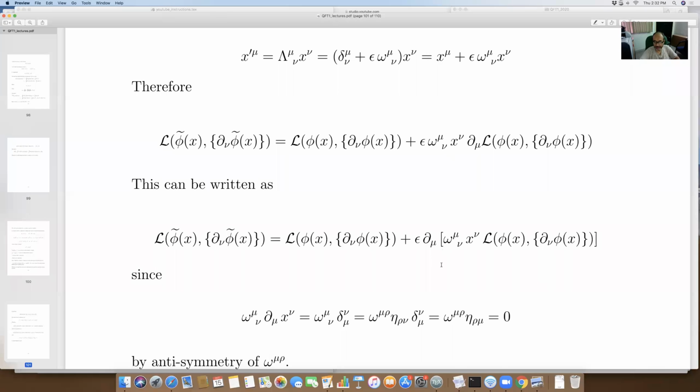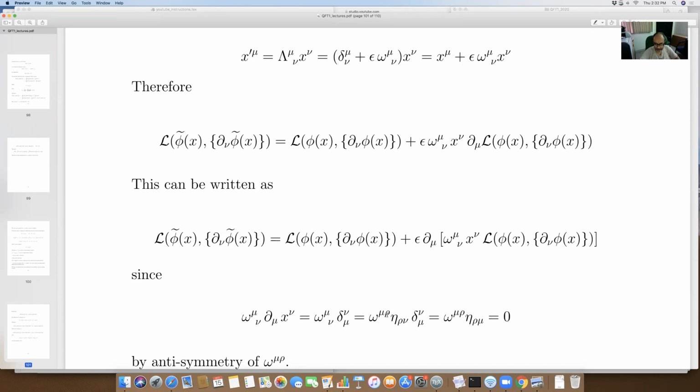Now, of course, we have to check that this is true. This is not the same as this in general. But what is the extra term? Suppose you try to calculate this, the extra term will be when the derivative acts on x nu. Del del x mu of x nu is delta mu nu. So you'll get an extra term, omega mu nu del mu x nu. That's omega mu nu delta nu mu.